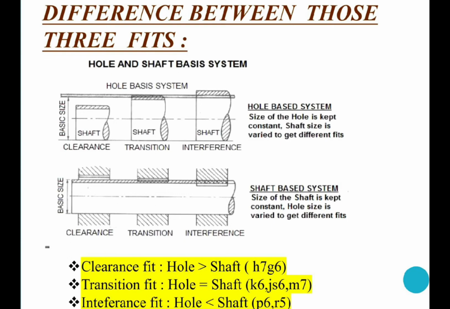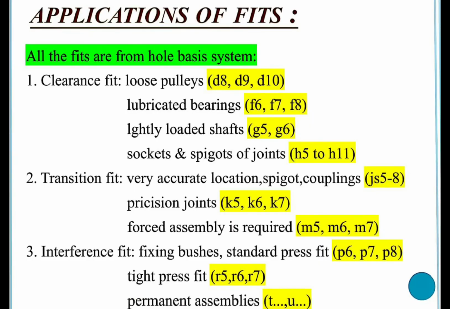In this picture, the clearance, transition and interference fit in the hole basis system is given there. That means the hole is kept constant but the shaft size is minimum, zero level or the maximum. That means first one is clearance, transition and interference.